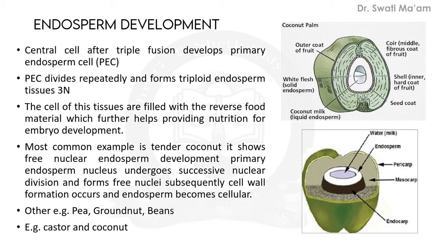In the last session we discussed double fertilization, and we saw that the central cell, after triple fusion, develops a primary endosperm cell. This primary endosperm cell repeatedly divides and forms a triploid endosperm tissue, which can be denoted as 3N. The cells of this tissue are filled with reserve food material, which helps provide nutrition for embryo development.